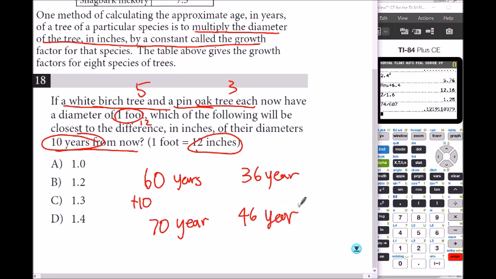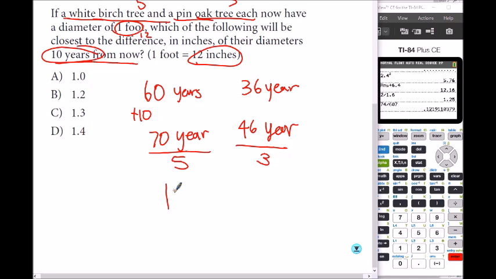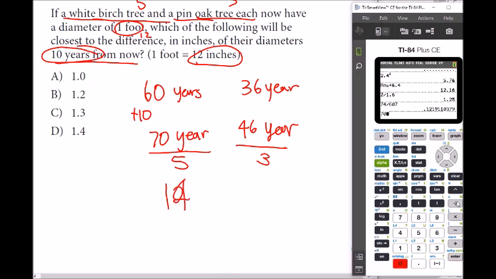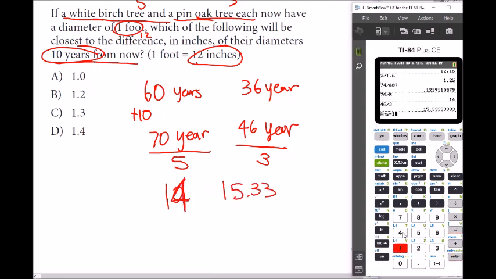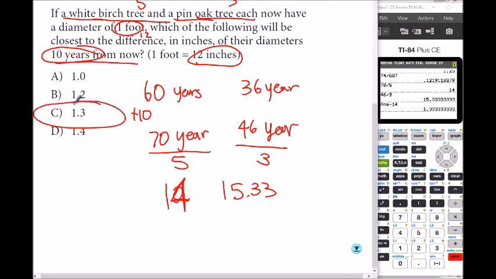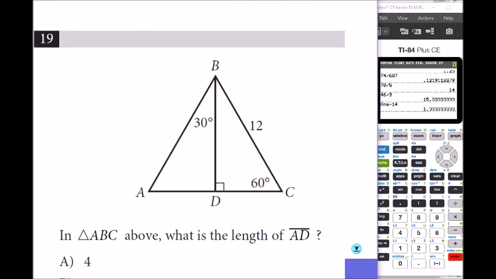So you have to divide by the factors again to find the diameter. So then you get, this is what, 12? No, 14, right? 70 divided by 5 is 14. And 46 divided by 3 will be 15.33. So when you subtract 14, it is 1.333. Yeah, so it is C. All right, you're going back and forth with these given factors.